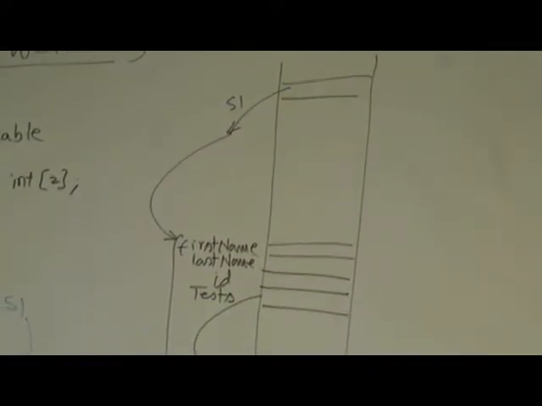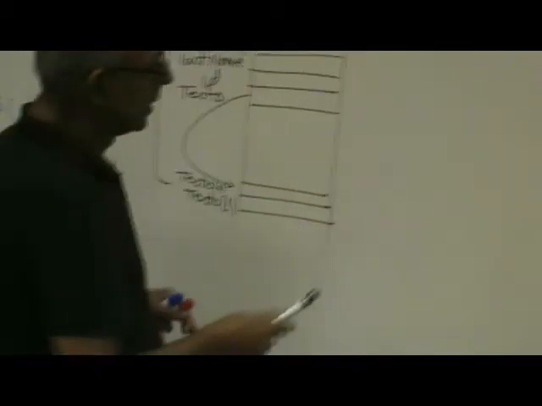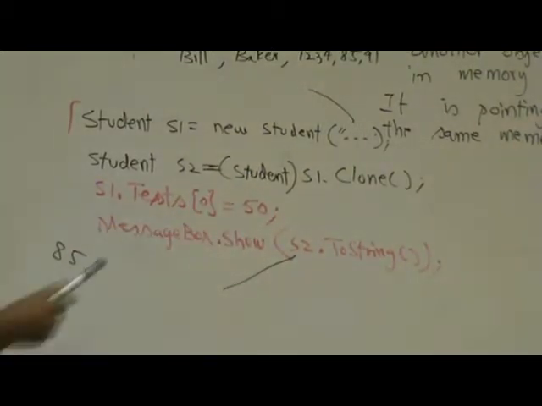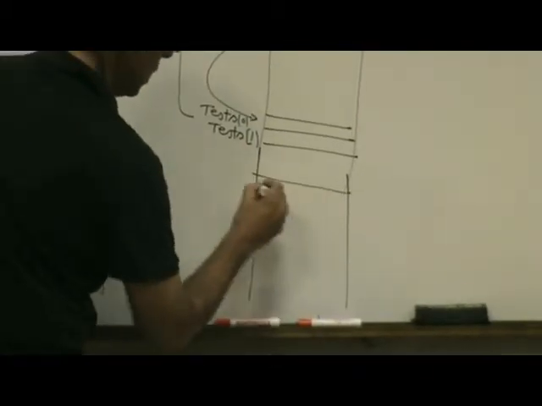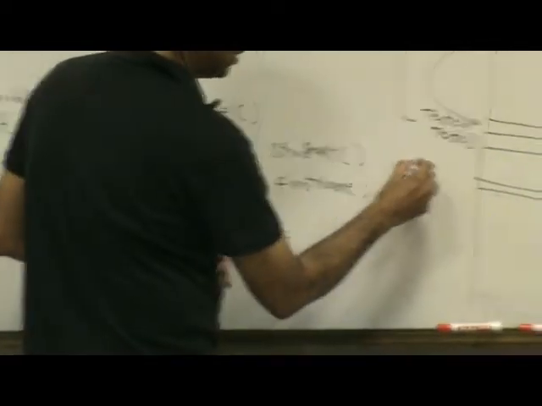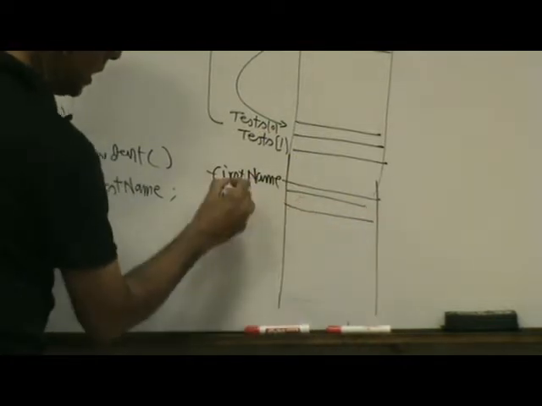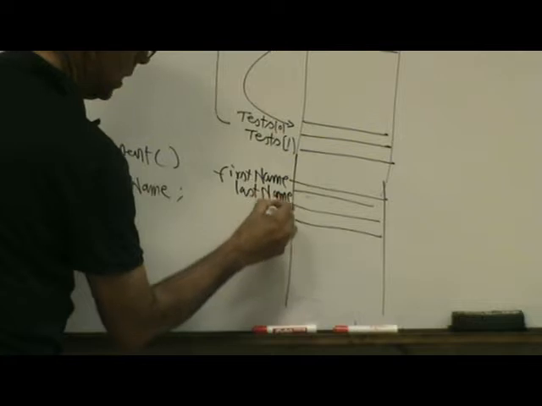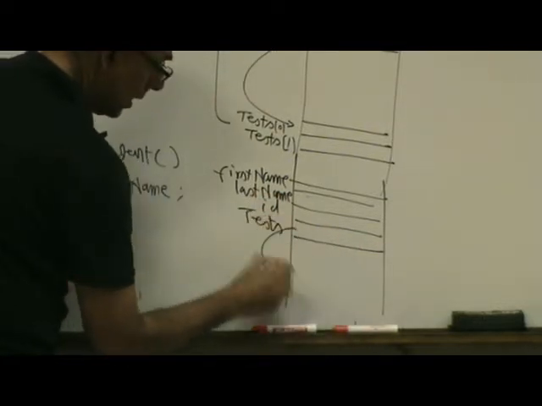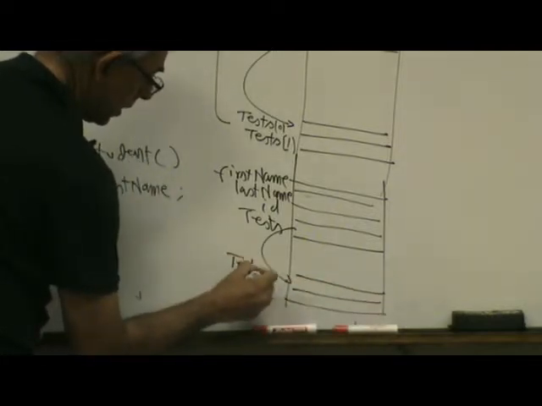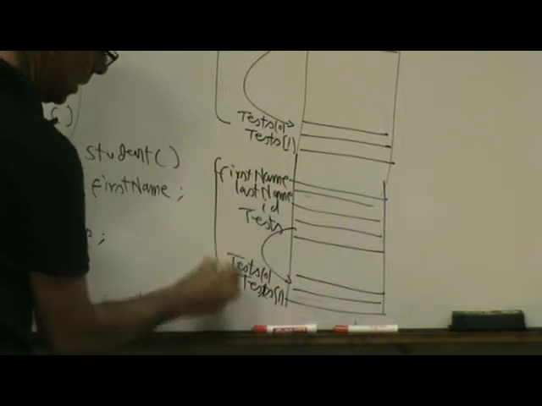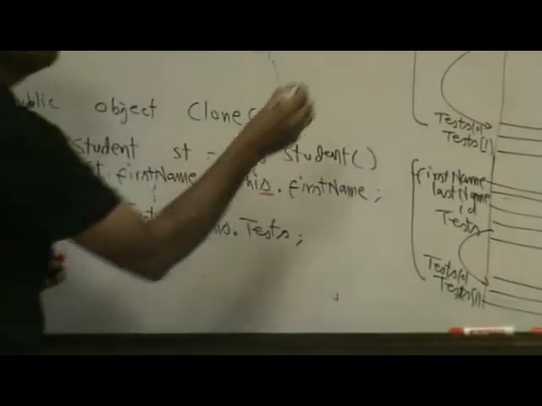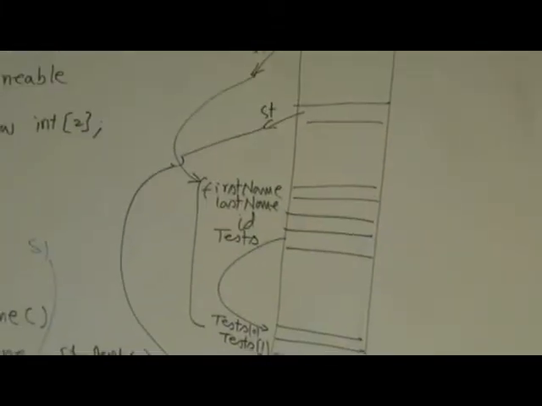Okay, so now let's come over here. Somebody creates S2 equal to S1.clone, right? So we call the clone method. What will the clone method do? It will also create new memory, correct? ST equal to new Student. So we'll create first name, last name, ID, okay? We'll create tests, and this tests will be pointing to tests of 0 and tests of 1, correct? Now this is our ST object, ST equal to new. So if I put ST over here, ST is pointing over here, right? So now let's go further.